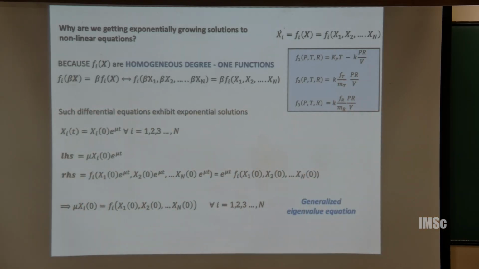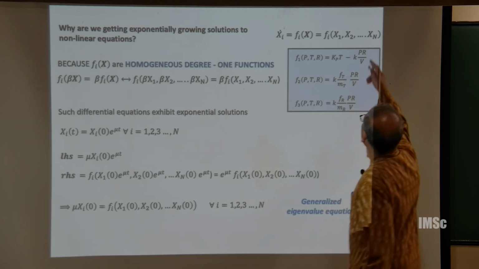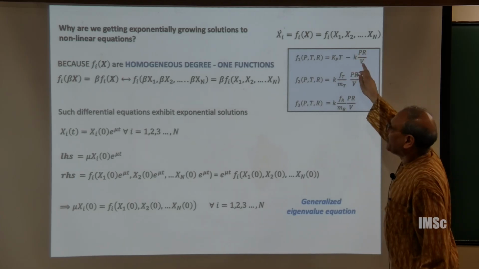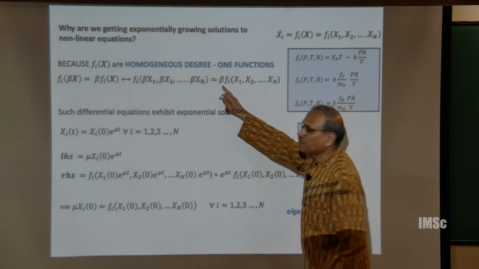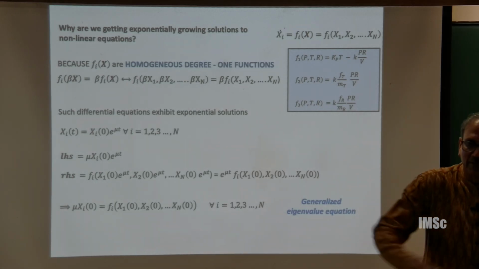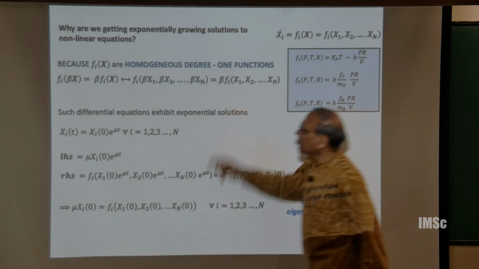But V is linear, and therefore this also has the same property. That's our choice. Our choice of V as a linear function of the populations keeps this function nonlinear, but nonlinear with a very special property: it is a homogeneous degree 1 function of its arguments. Is this clear? That PR by V will have this property.